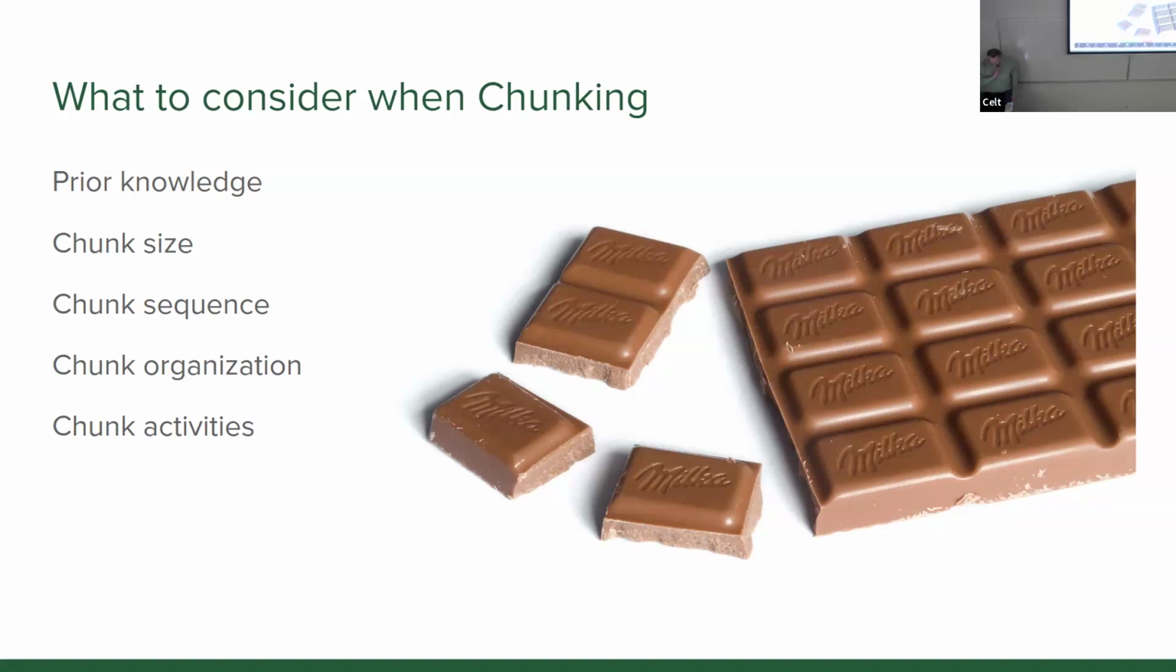For example, if they have more prior knowledge, we can use larger chunks. If they have less prior knowledge, we should use smaller chunks. If they have misunderstandings or missing knowledge, we should include chunks that are specifically focused on fixing those misunderstandings or on filling in that missing knowledge.